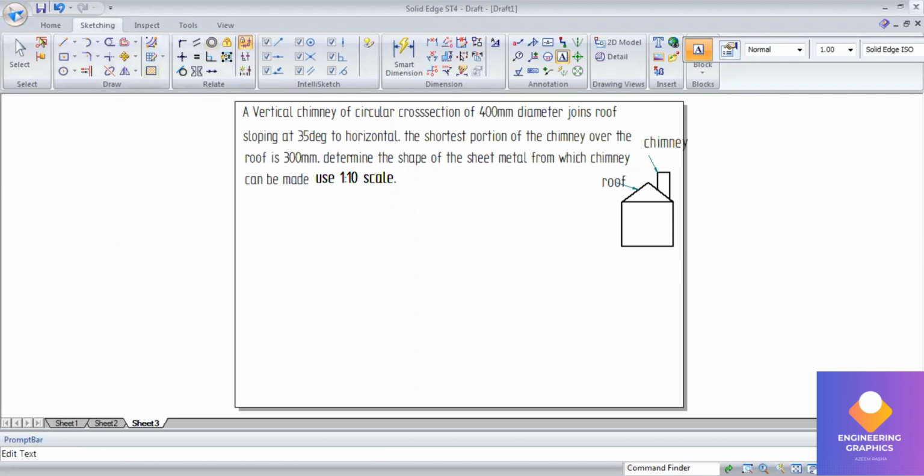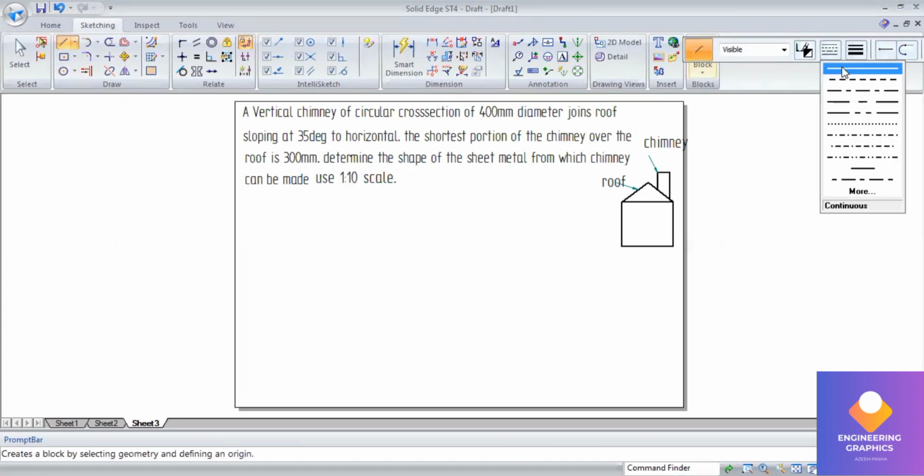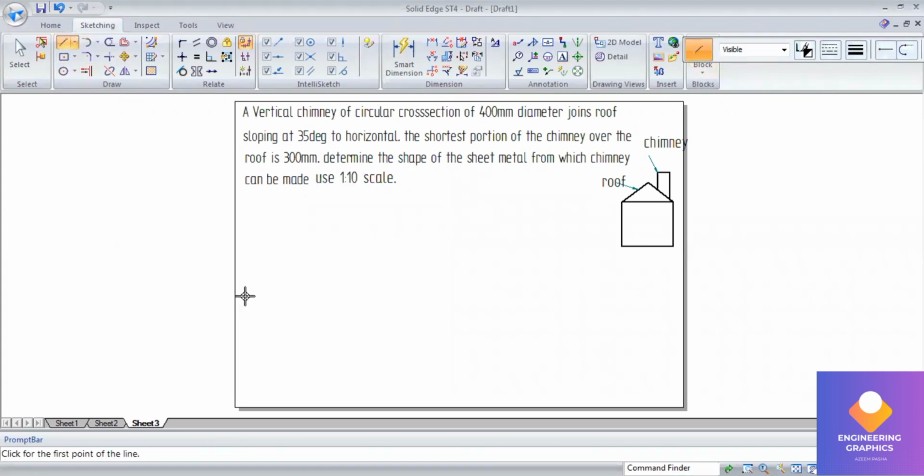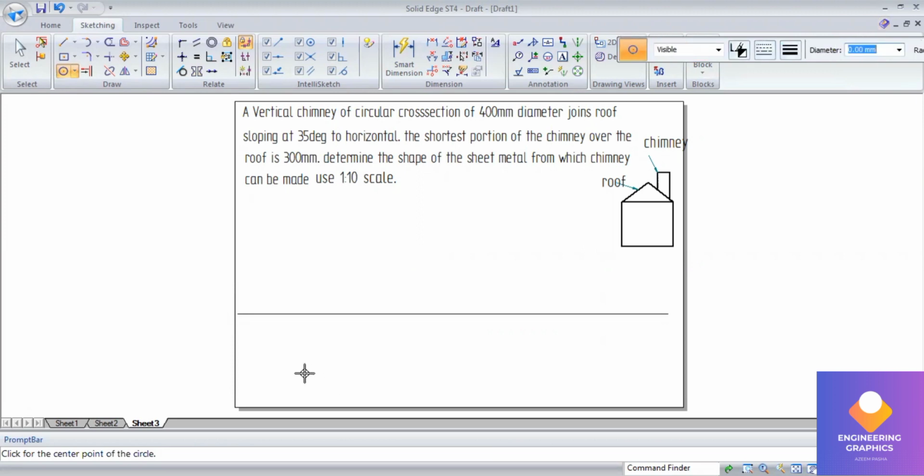In order to illustrate it, I have drawn a small diagram to indicate the chimney and roof, and there is a roof with an angle of 35 degrees. Here the chimney is in the shape of a cylinder. The scale given is 1:10, which means this 400 mm will be 40 mm. So go to circle and take diameter 40. Now divide this circle into 8 equal parts.